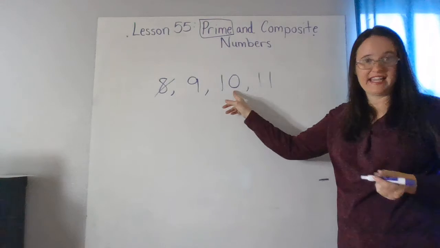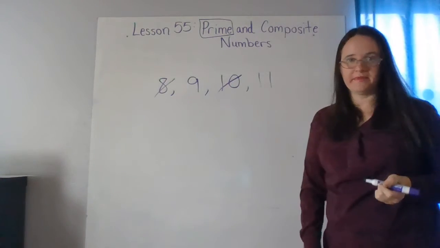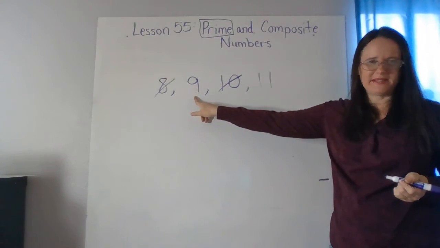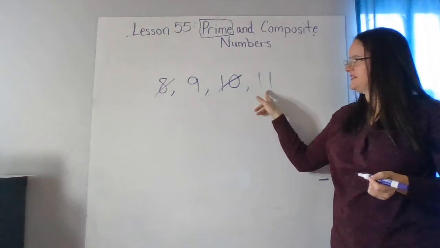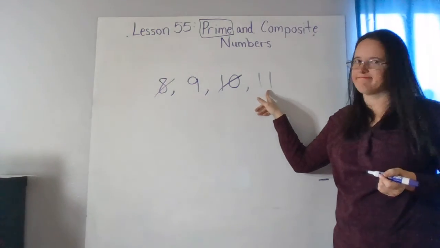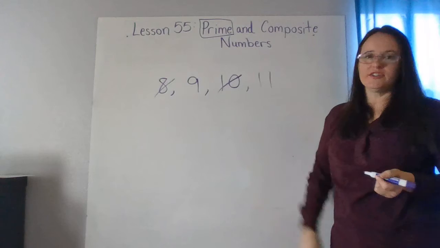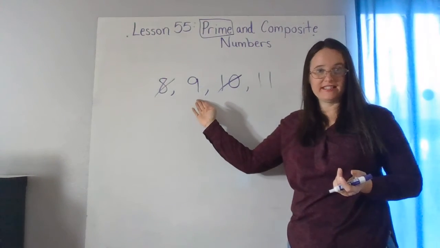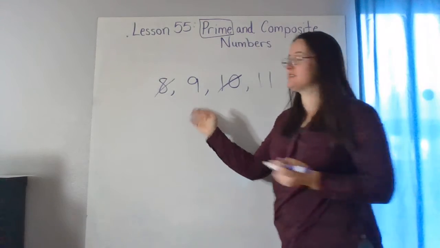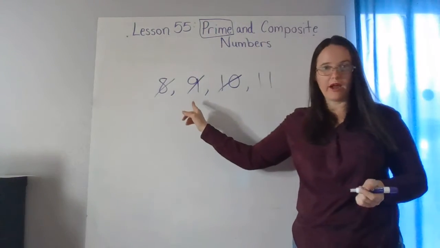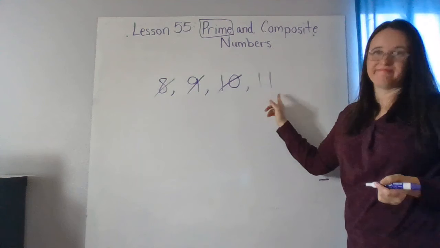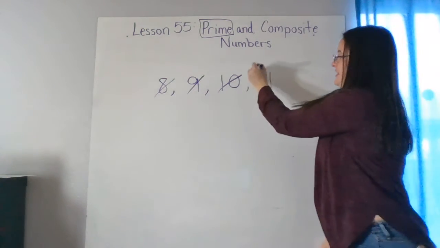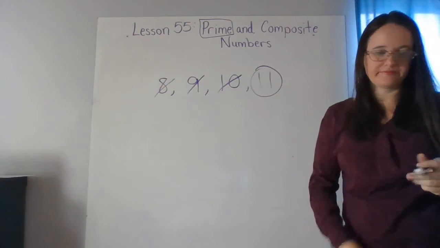2 times 5 is 10. I know this one's not prime. 2 times something equals 9. Can't do it. 2 times something equals 11. Can't do that either. So then I think 3. Can I do 3 times something to get 9? Yes, 3 times 3. So this one's not prime. So that tells me this is my answer. 11 is a prime number.